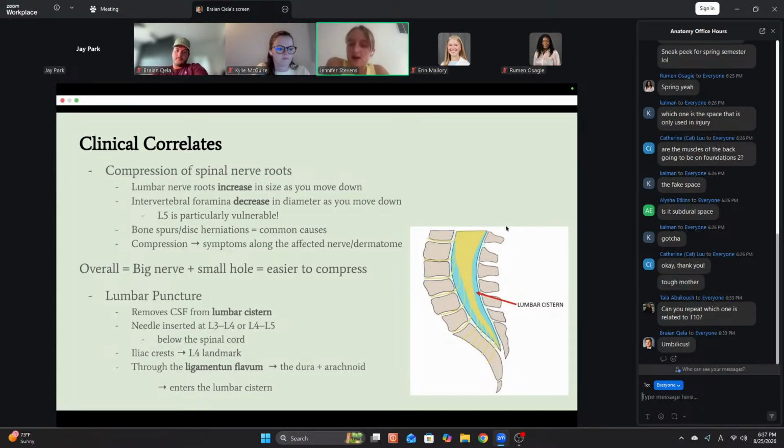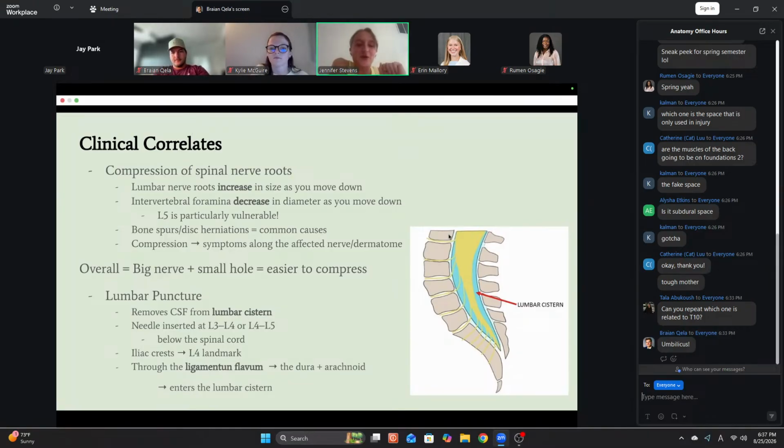So we all talked earlier about the meninges and how the spinal cord ends before your vertebrae end. Whenever you're doing a lumbar puncture, you really don't want to touch your spinal cord. That's why they do it so low on your back, below where the spinal cord ends. Lumbar puncture is used when you want to remove the cerebral spinal fluid to check things. I'm blanking on why they would do that right now.